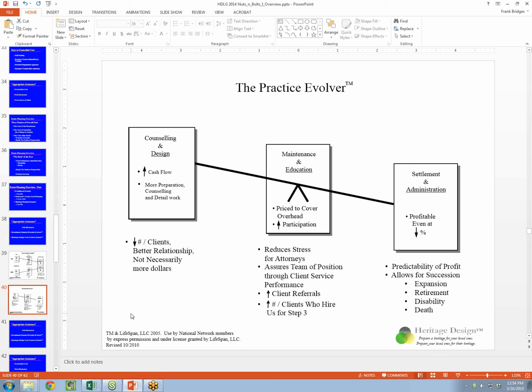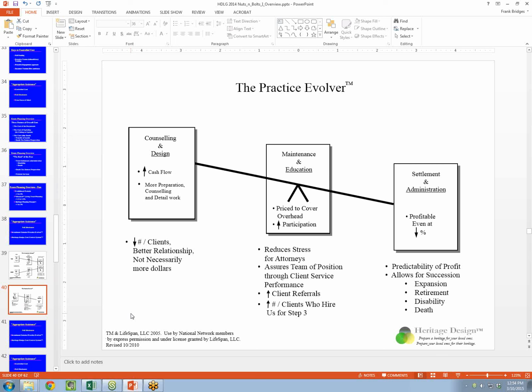So the reason for the maintenance program is to help train people. So actually the estate settlement is profitable for us even at the reduced expense. And it allows us to plan for succession and expansion of the practice and retirement, etc.